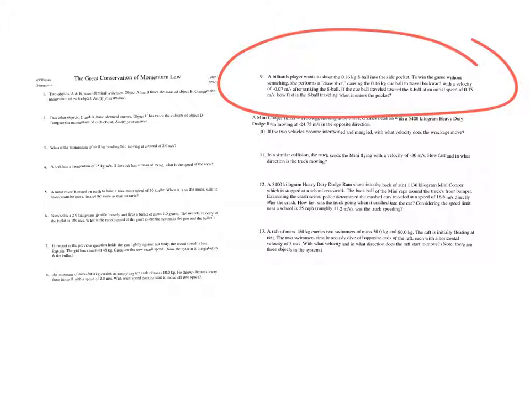To win the game without scratching, she performs a draw shot, causing the 0.16 kilogram cue ball to travel backward with a velocity of negative 0.07. That's redundant because it says backward and the velocity given is negative. We just mean it's the other direction. After striking the 8 ball, if the cue ball traveled towards the 8 ball at an initial speed of 0.35 meters per second, how fast is the 8 ball traveling when it enters the pocket?